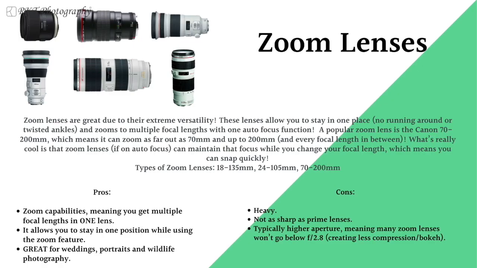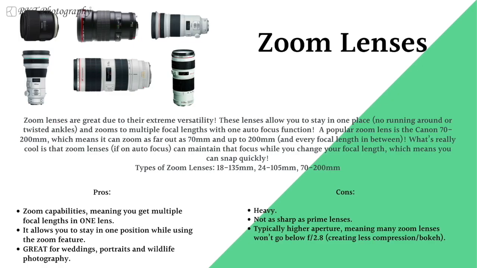Generally, zoom lenses have zoom capabilities, which means you get multiple focal lengths standing or sitting at one place. It allows you to stay in a position while using the zoom feature. It is great for weddings, portraits and wildlife photography. Let's talk about some of the limitations.